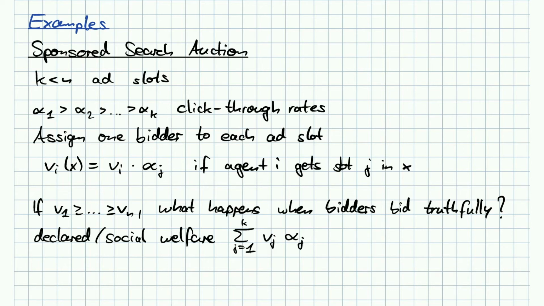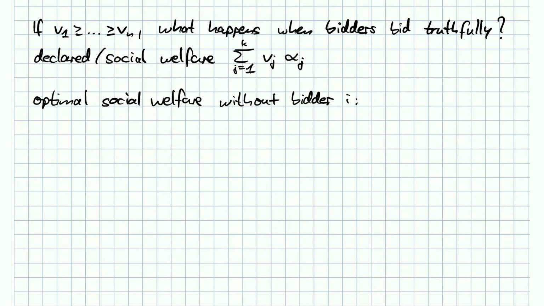What is the optimal social welfare without bidder i? Well, what we would now do is we would still assign the first i minus 1 slots as they were, and then everybody moves up by 1. So bidder i plus 1 now gets slot i, and so on, or more generally, bidder j now gets slot j minus 1.